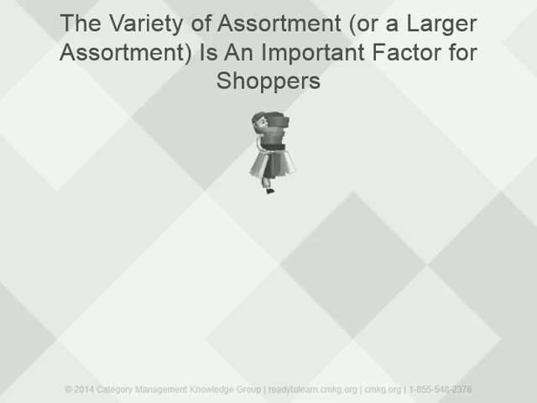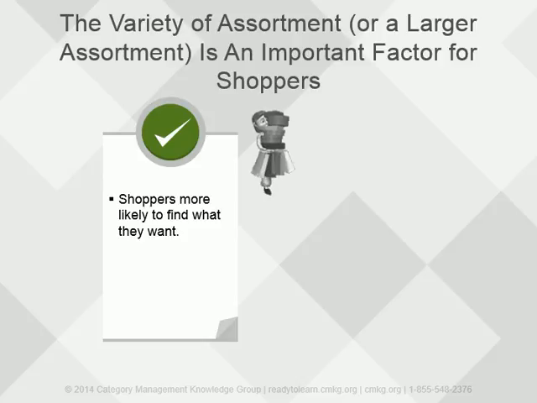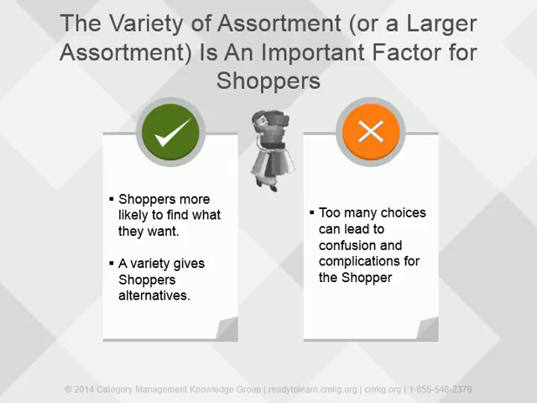The variety of assortment is an important consumer and shopper factor when choosing the store that they'll shop at. A greater variety and larger assortment increases the probability of finding what they really want. Also, a variety gives shoppers alternatives when they shop, rather than having to purchase the same thing each shopping trip. But too many choices can also lead to confusion and complications for the shopper.